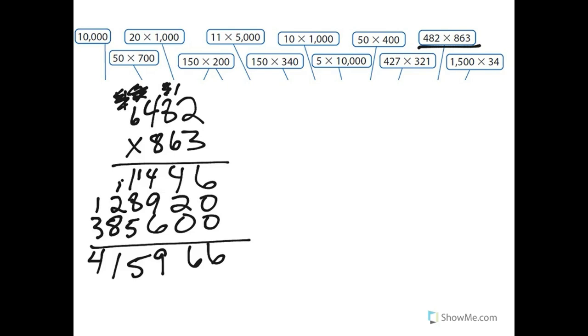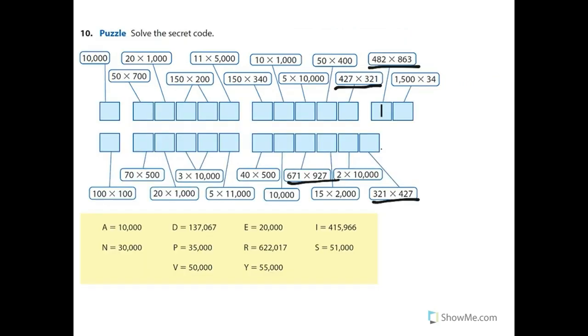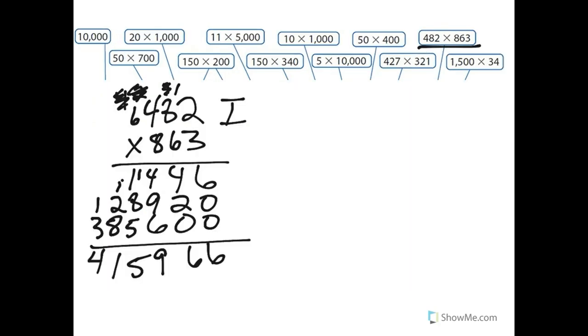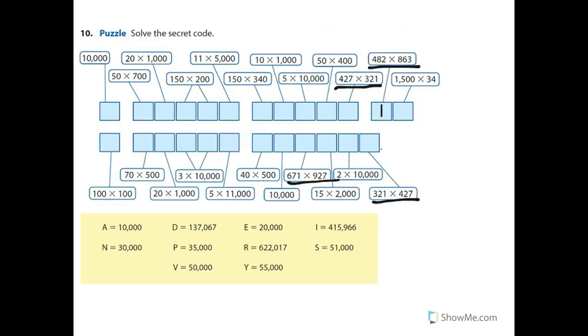So 415,966 is what? It's an I. So let's go back and put the I in. Alrighty. So this means you're going to need to do all the rest, the top and the bottom. You're going to have plenty of time to do it, and when you're doing it, let's mark it out and make sure to put the letter there.